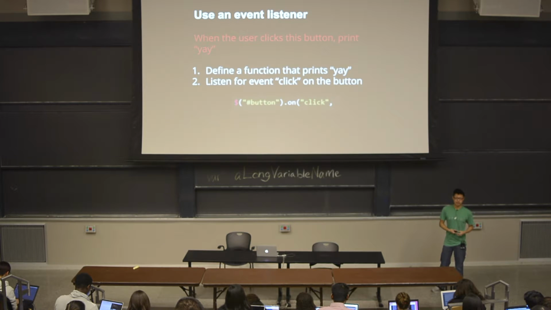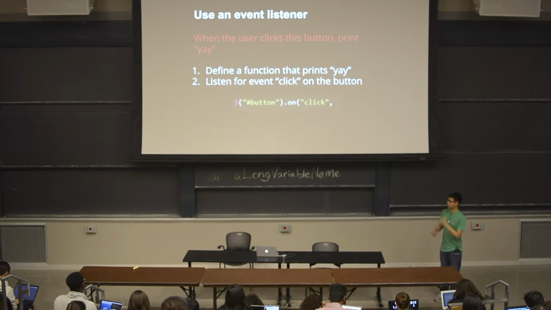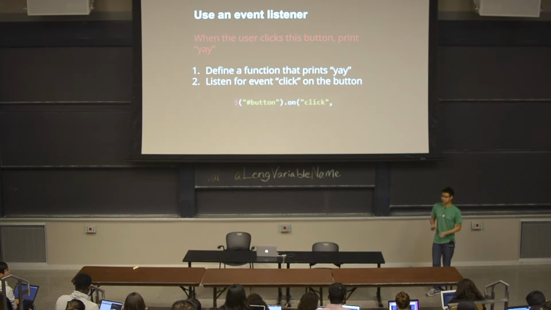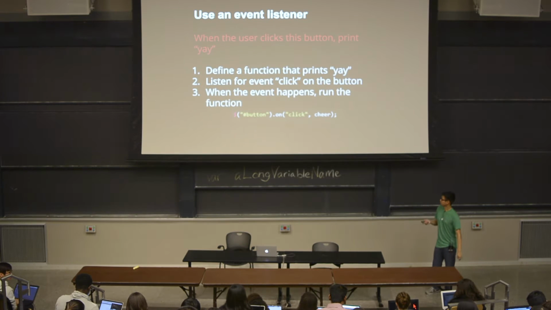Okay. So the next step is we want to listen for the click event on the button, or whatever HTML element we care about. First we select it using jQuery like this. Here we're getting the HTML element with ID button, and then we're using jQuery's .on function, and this attaches an event listener for the event click. So whenever you click on this button, it will do something. In this case, the function we want to run is cheer, which prints yay to the console. So whenever someone clicks the button, it'll run cheer.